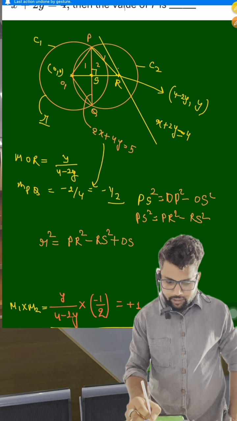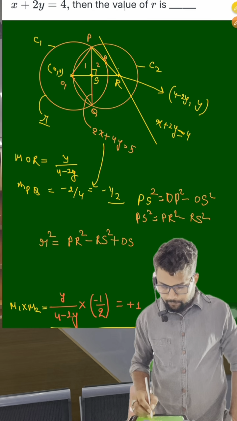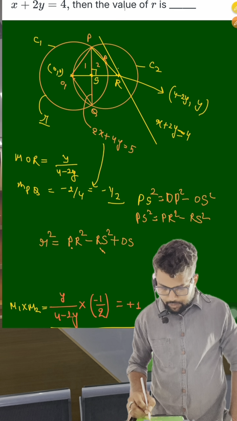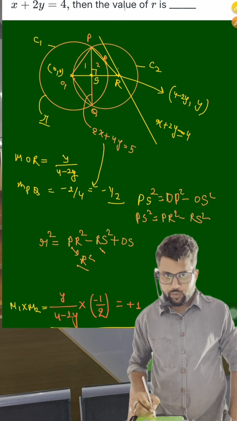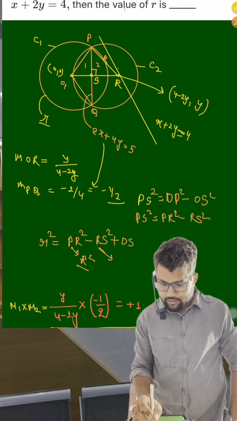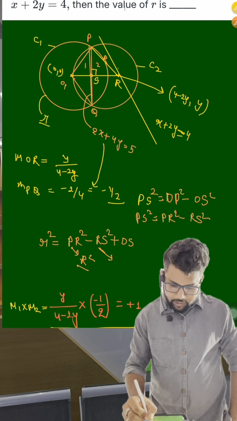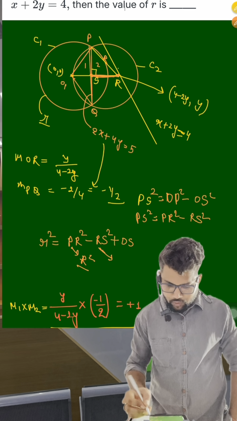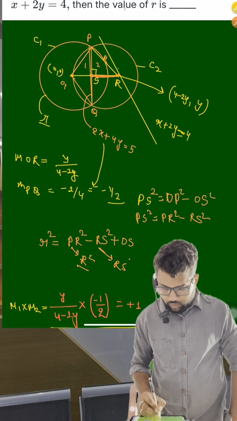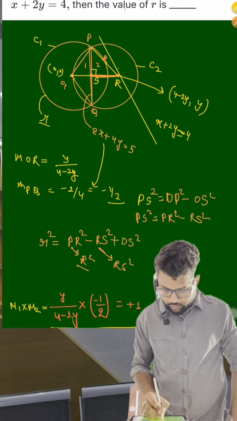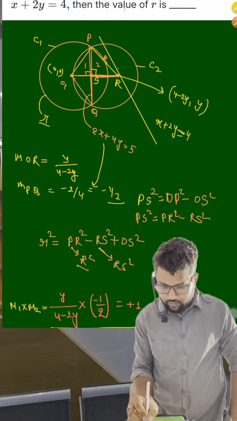It's very easy. PR is the radius of this one, and the distance from R to PQ is RS, so RS is directly possible. PR is the radius of the second circle, which I'll assume is capital R. Second is RS square: RS is the perpendicular distance from PQ to the center of the other circle, so if you apply the perpendicular distance formula, RS square is possible. Third is OS square. OS is the perpendicular distance from 0, 0 to PQ.